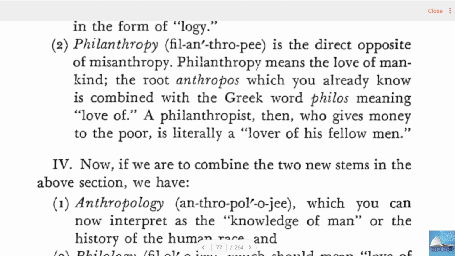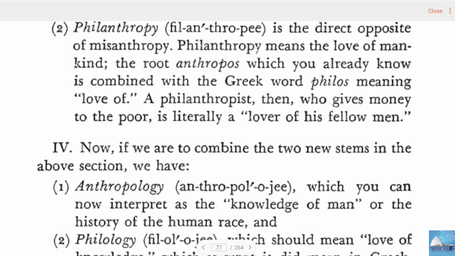Philanthropy is the direct opposite of misanthropy. Philanthropy means the love of mankind, the root anthropos, which you already know, is combined with the Greek word philos, meaning love of. A philanthropist, then, who gives money to the poor, is literally a lover of his own fellow men.